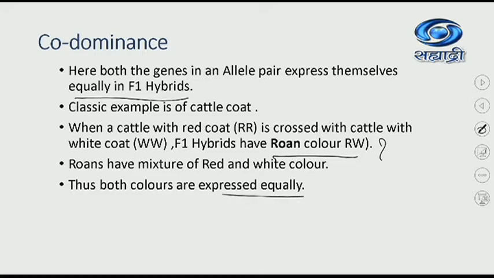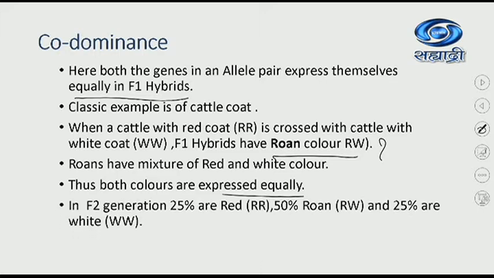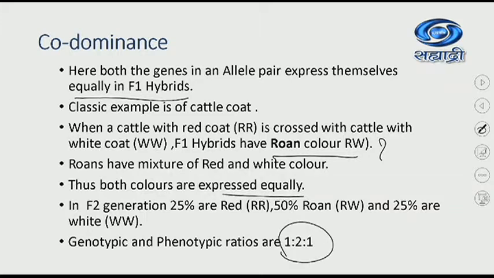In incomplete dominance, partial expression is seen. In codominance, equal expression is seen. In F2 generation, 25% are red, 50% are roan, and 25% are white. So, the genotypic and phenotypic ratio here also is similar to incomplete dominance. It is also 1:2:1. But the way of expression is different.